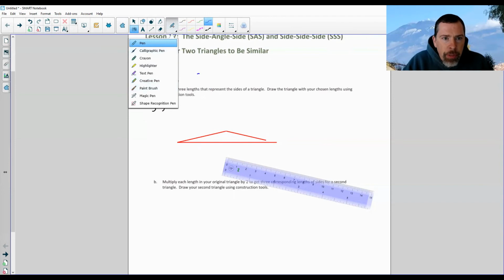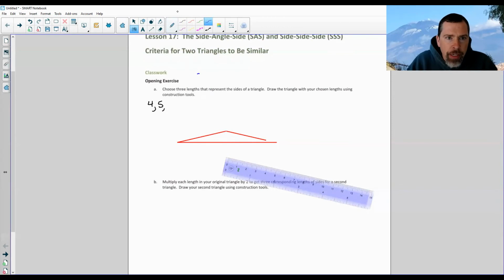What is going on with my pen? Sorry about this, my pen's wacky.